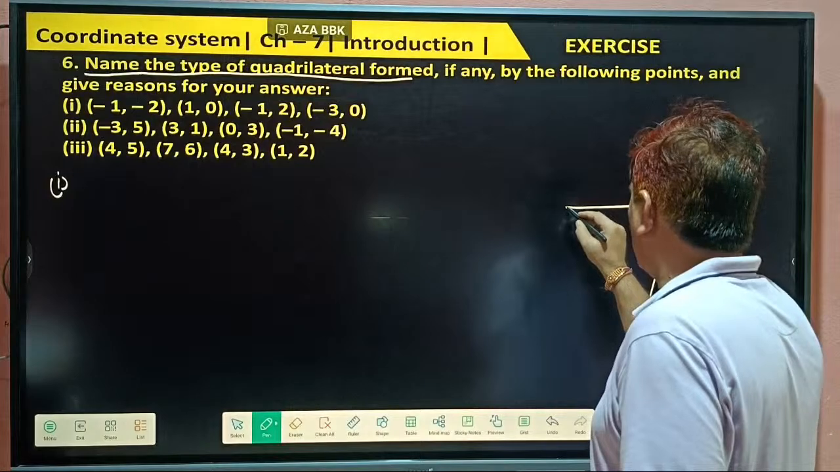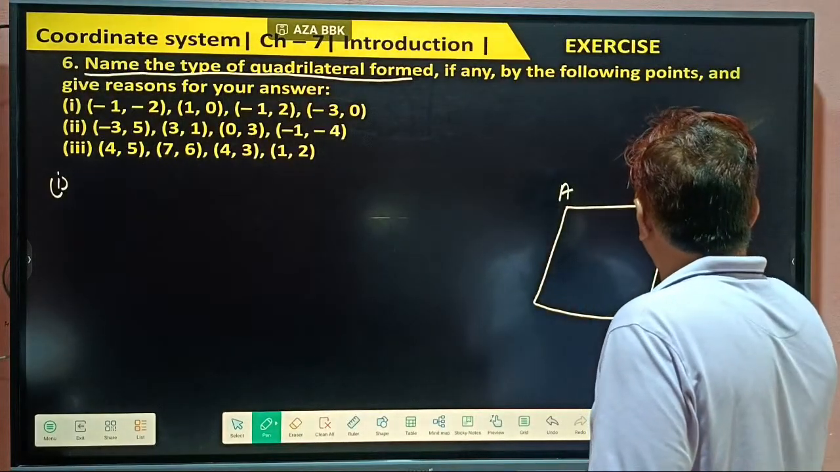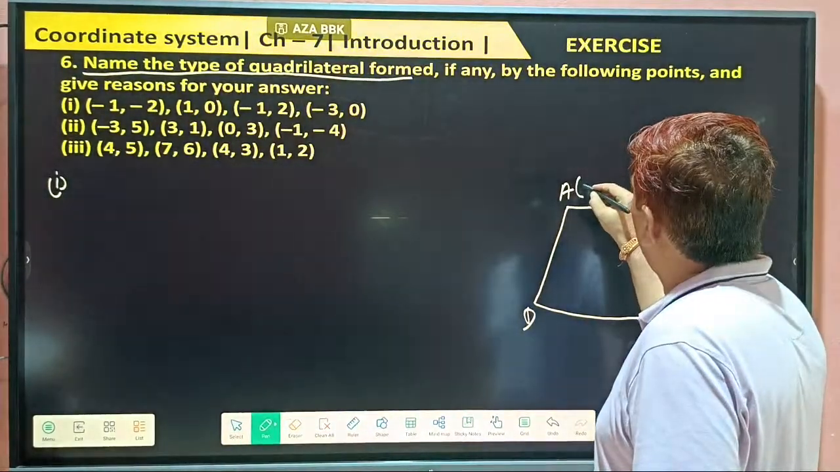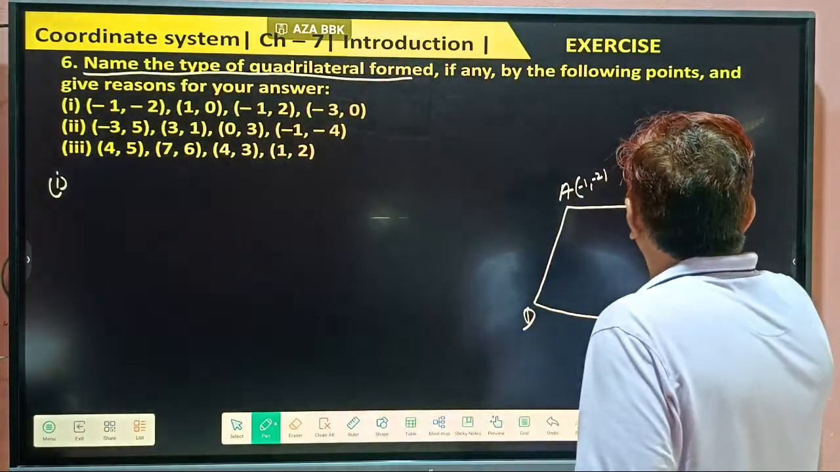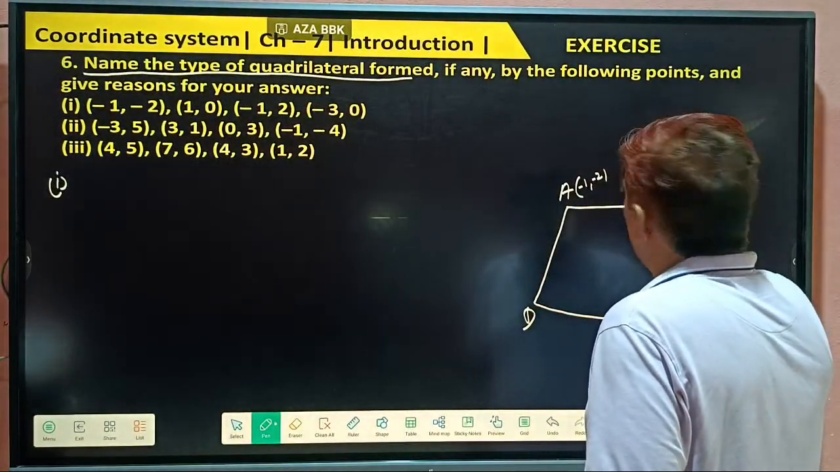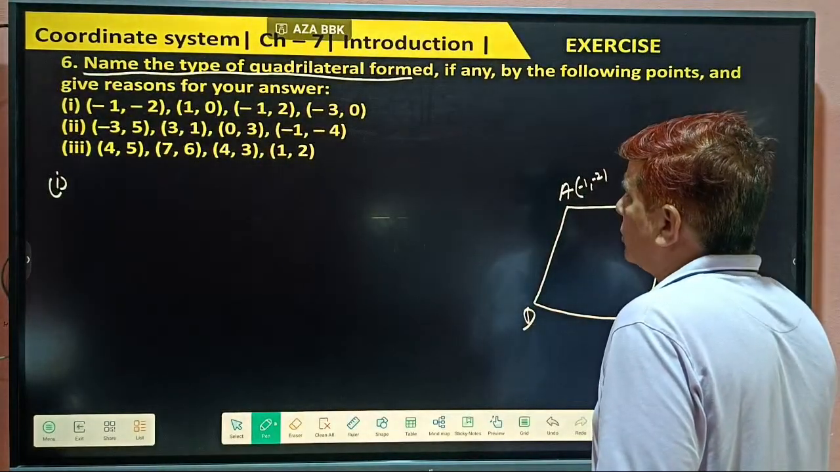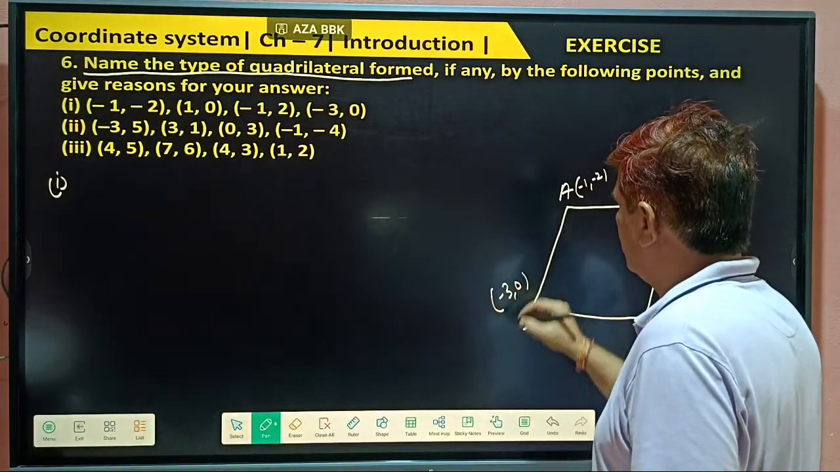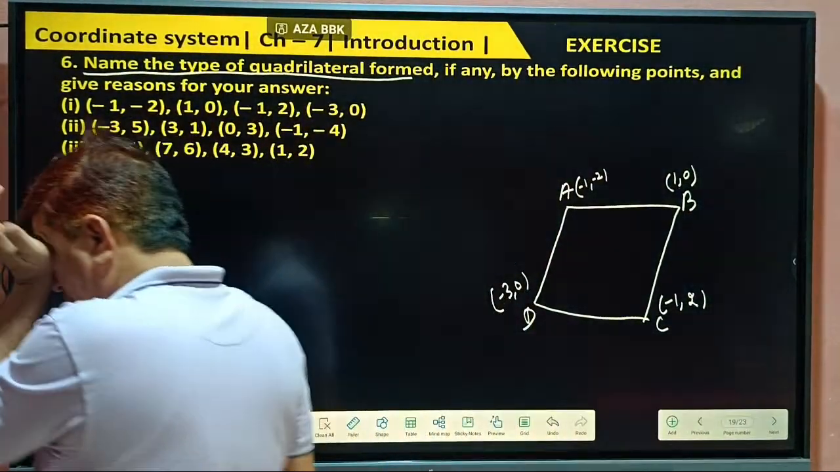So later on we can tell what this is. This is A, B, C, D. What are the coordinates of A? -1, -2. B is 1, 0. C is -1 and 2. D is -3 and 0. So you have to tell what type of quadrilateral this is.